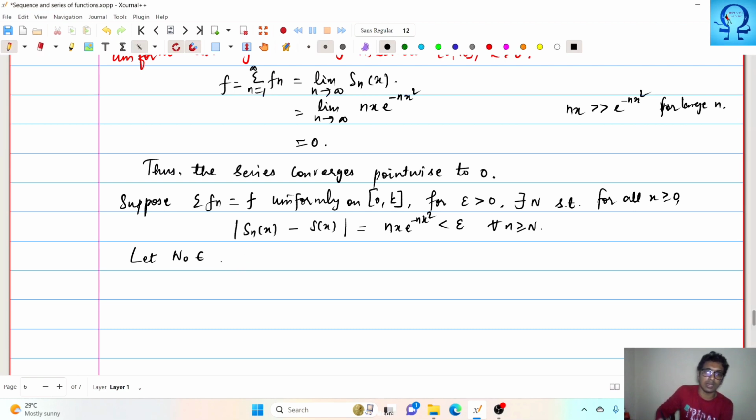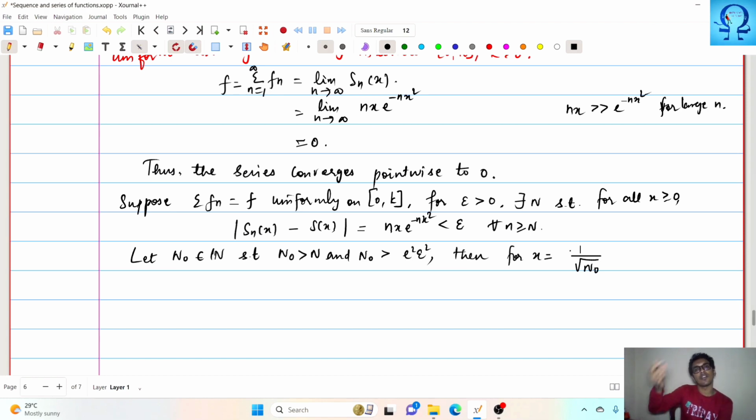Now let me fix n naught to be some n. I am choosing n naught to be any natural number such that n naught is bigger than this N. Let's choose an N, as well as this n naught bigger than e square upon epsilon square. Then I am choosing x to be 1 upon under root n naught. This will fall in this interval 0 comma k only, right? And I am choosing my n to be n naught itself.